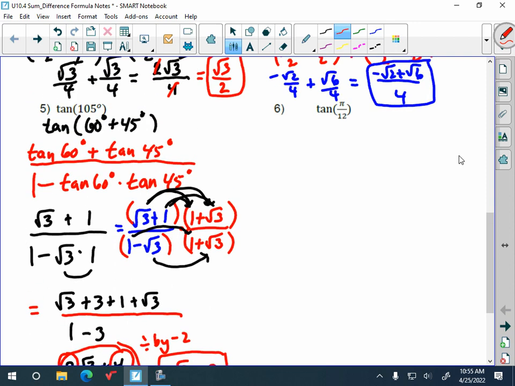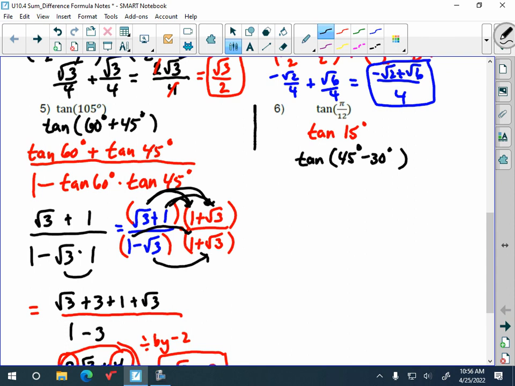All right, so let's do one more tangent. So tangent pi over 12. Let's convert it to degrees. What's pi over 12 in degrees? 15 degrees. Now we're going to break it up into two angles that add or subtract to 15 degrees. Yeah, 45 minus 30.